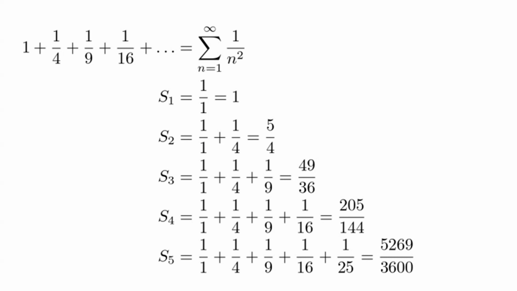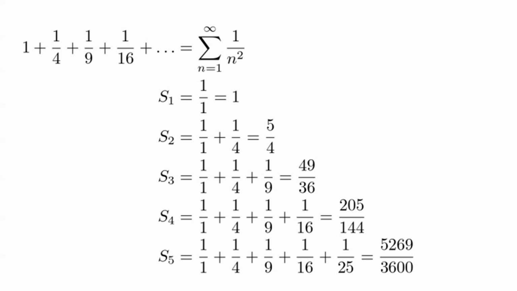We have S1 is 1 over 1, which is 1. S2 is 1 over 1 plus 1 over 4, that's 5 over 4. S3 is equal to 1 over 1 plus 1 over 4 plus 1 over 9, equals 49 over 36. And then S4 equals 1 over 1 plus 1 over 4 plus 1 over 9 plus 1 over 16, equals 205 over 144. So next thing is we need to find S5.